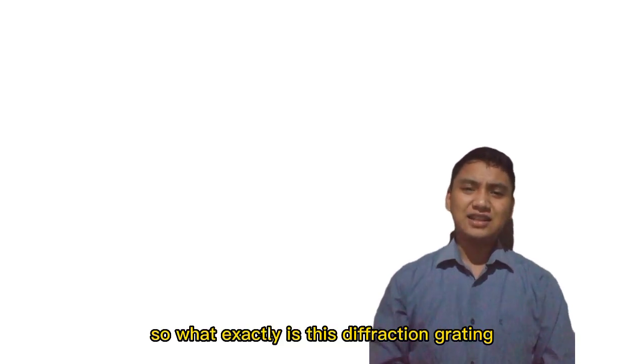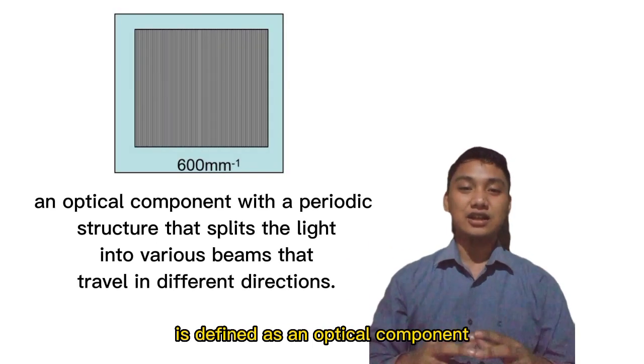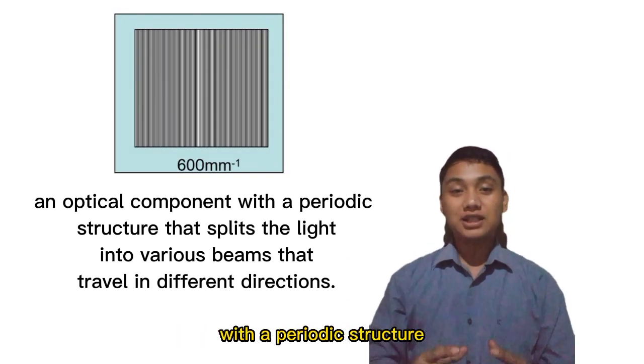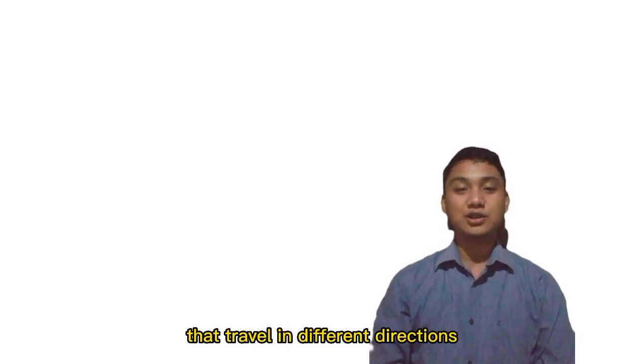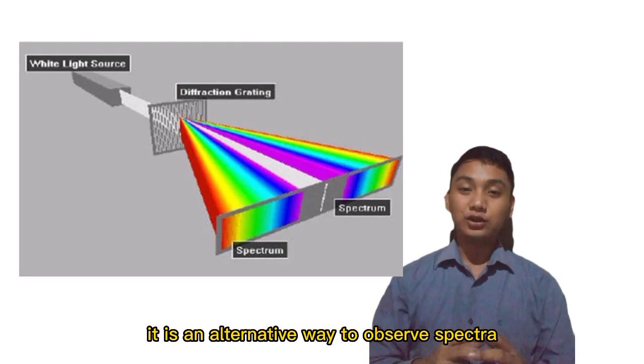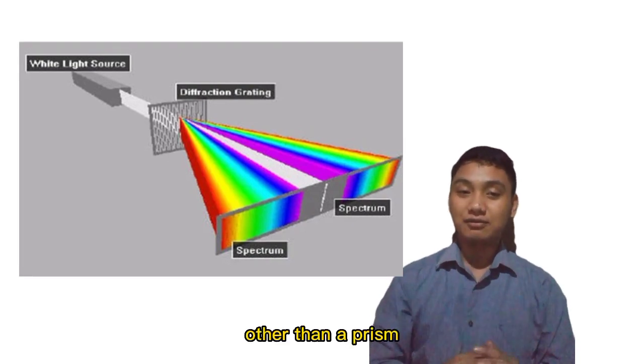So what exactly is this diffraction grating? A diffraction grating is defined as an optical component with a periodic structure that splits the light into various beams that travel in different directions. It is an alternative way to observe spectra other than a prism.